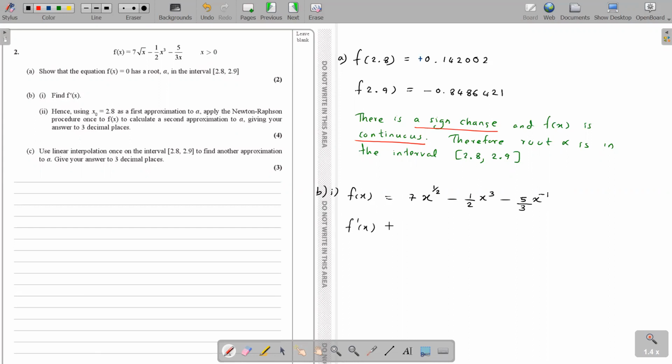F dash x is, take the power front. 7 into half is 7 over 2. x to the power half minus 1 is minus half. Minus half into 3 is minus 3 over 2. x to the power 3 minus 1 is 2. Minus 5 over 3 into minus 1 is plus 5 over 3.